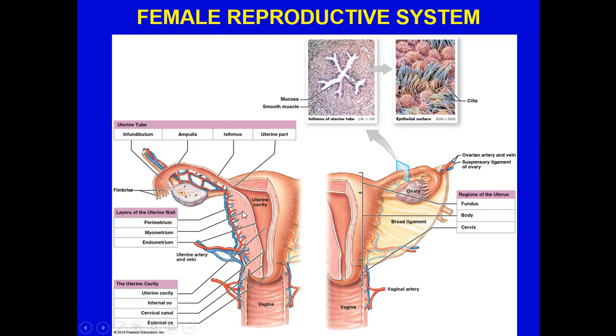perimetrium, the thick layer of smooth muscle, the myometrium, and then we have that layer there, the endometrium, that changes over the course of a uterine cycle. The outside structures, you have the fundus, you have, of course, the body, and then you have the cervix there. This is where the external os is. This is the cervical canal. This would be considered the uterine cavity, and this, of course, is the internal os.